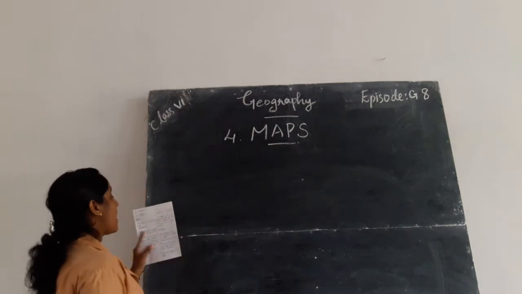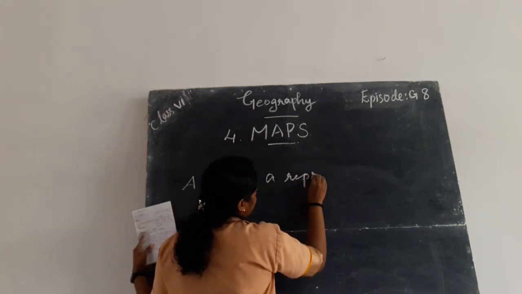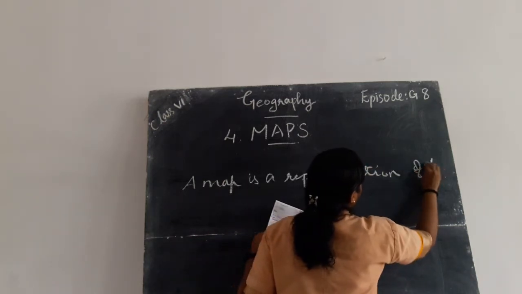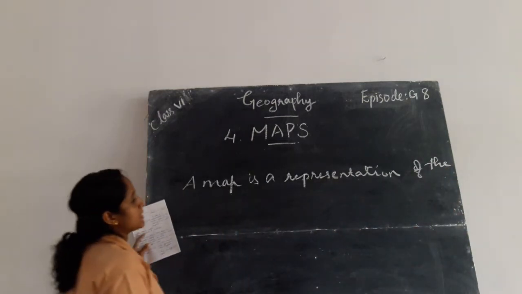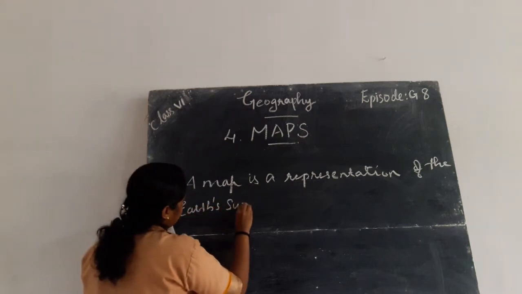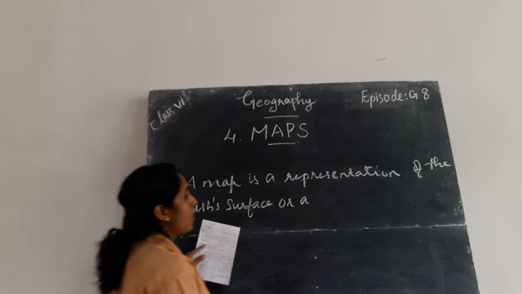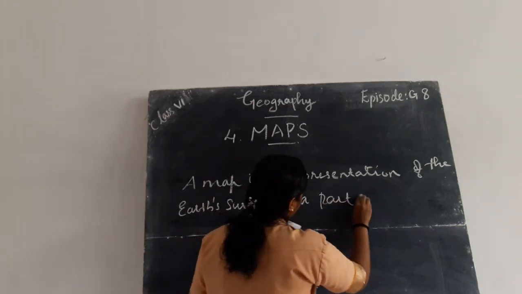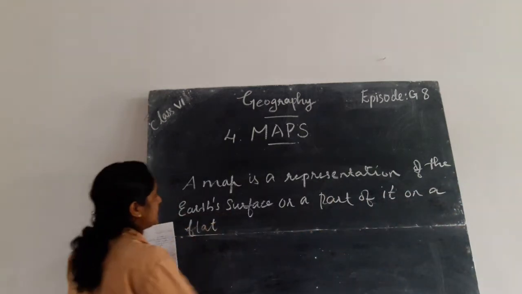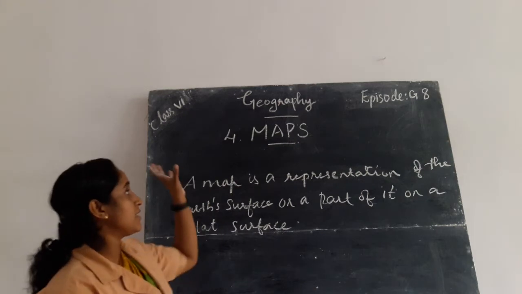What is a map? A map is a representation of the earth's surface or a part of it on a flat surface. That is called a map.